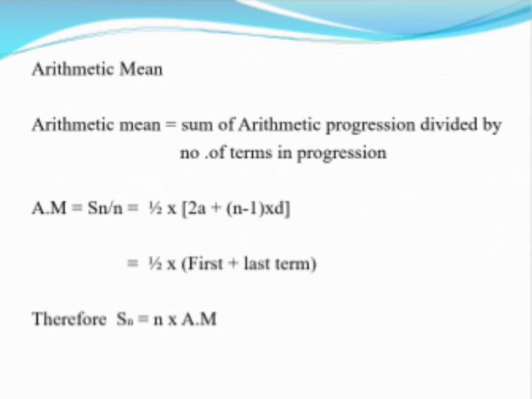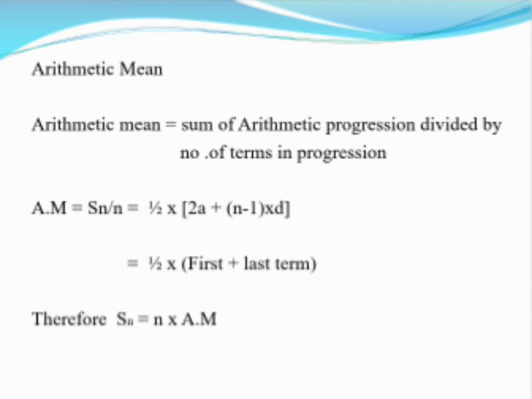This is also a small topic in arithmetic progression. You just have to know this formula. The formula is also quite simple. Arithmetic mean is equal to the sum of the arithmetic progression divided by the number of terms in the progression, that is Sn by n.